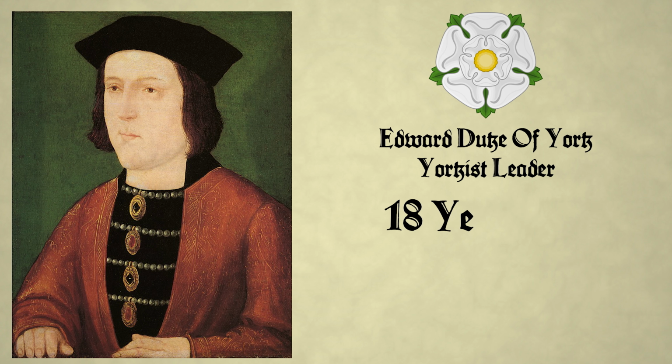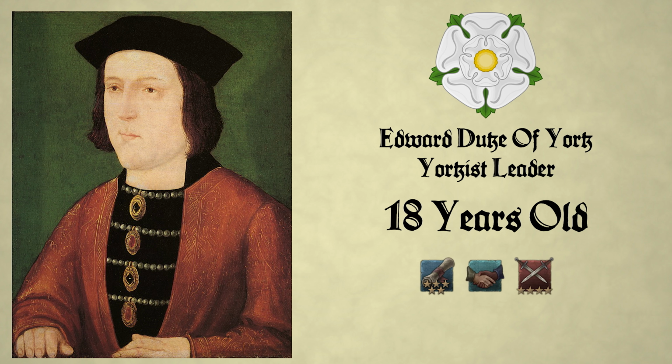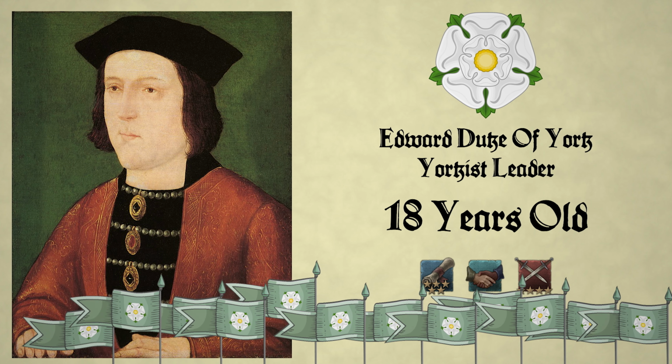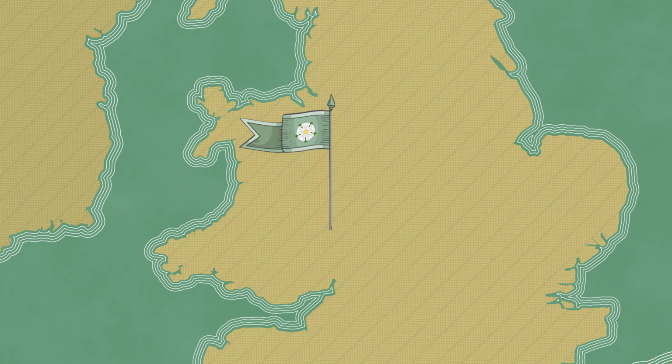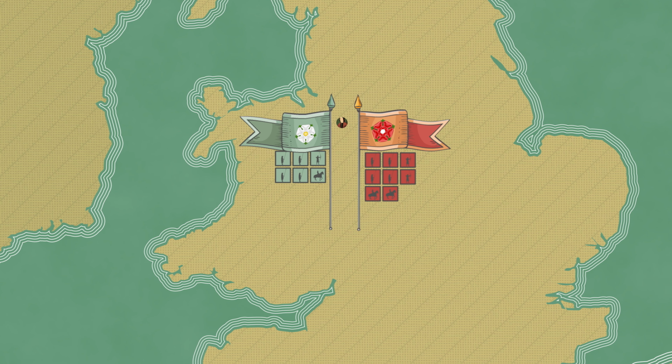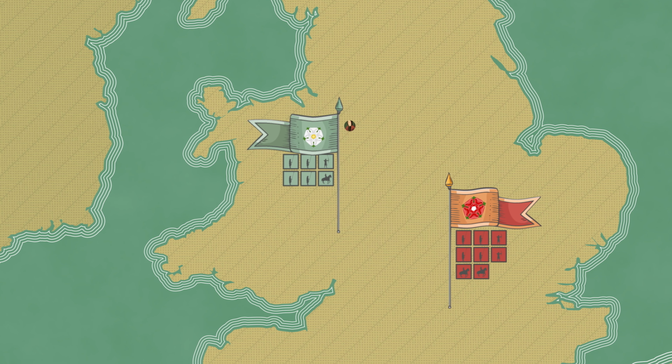Edward, at just 18 years old, was a striking and charismatic leader, known for his military prowess and strategic acumen. In 1461, he took command of his father's armies and continued the fight to claim the throne. Edward's resolve was soon tested at the Battle of Mortimer's Cross. The battle was short and decisive, the Yorkist forces triumphed, and Edward's leadership was solidified.